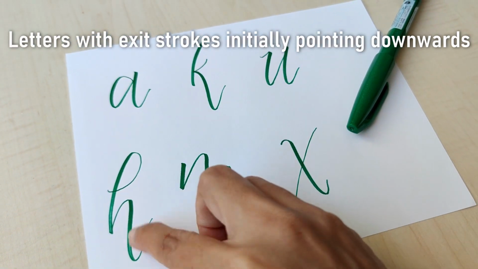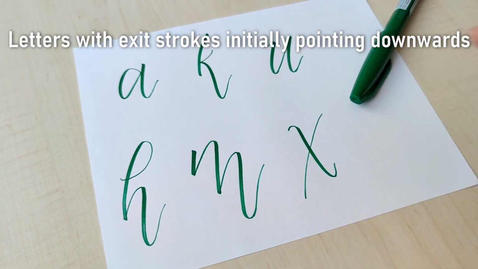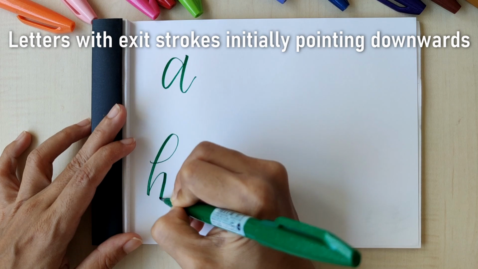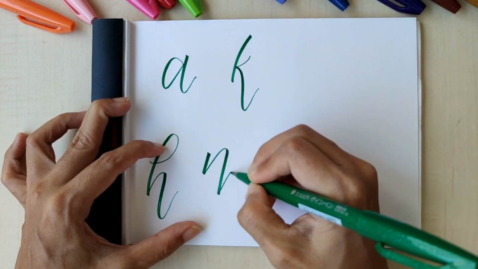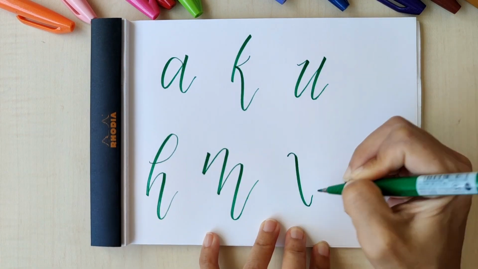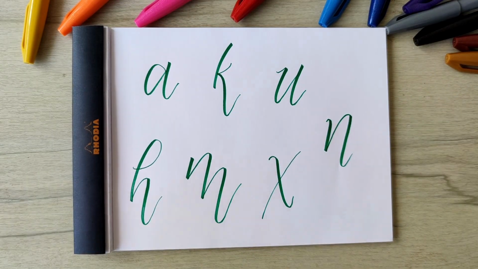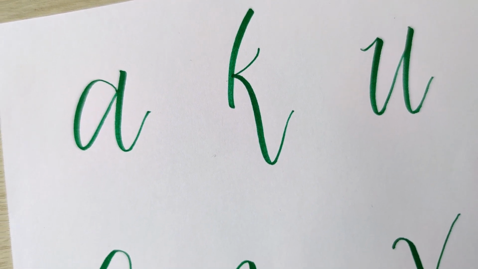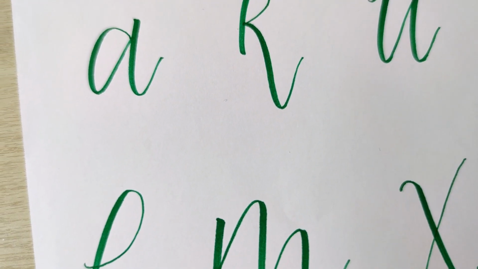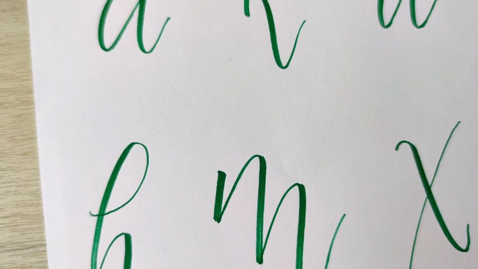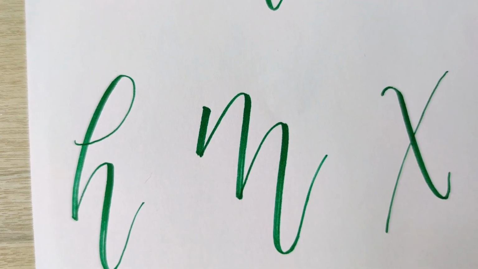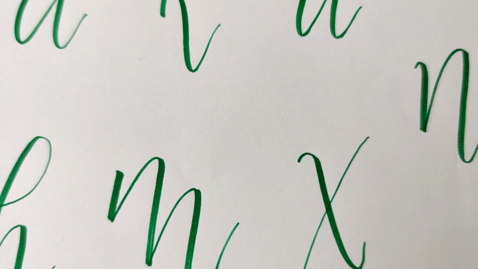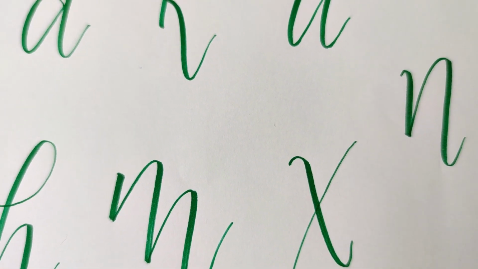Next group of letters are the letters with exit stroke pointing downwards. This can be A, H, K, M, U, X, and N. For these letters, the exit strokes point downwards, and these strokes can be extended into a flourish. The exit stroke can also be combined with an underturn stroke and then extended upwards further, for more flourishing if these letters occur at the end of the word.